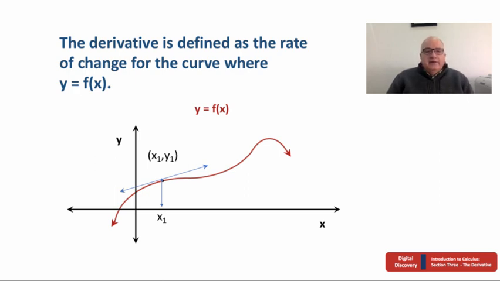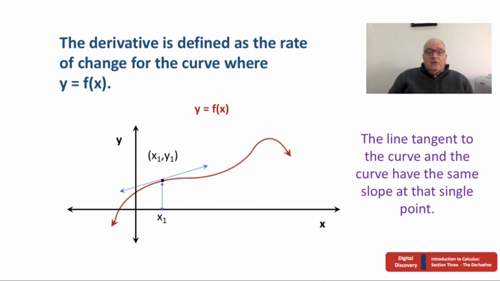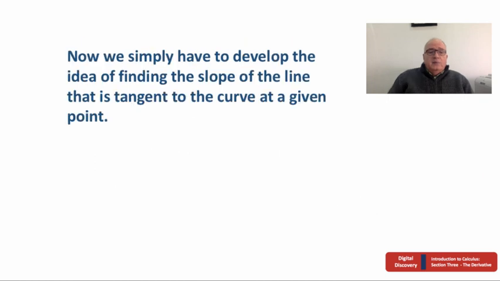The derivative is defined as the rate of change for the curve where y is equal to a function of x. In other words, this curve is y equals a function of x. At x1, if we can find the slope of the line tangent to the curve, we have indeed found the derivative or the slope of the curve, because the derivative and the slope are the same thing. The line tangent to the curve and the curve have the same slope at that single point.